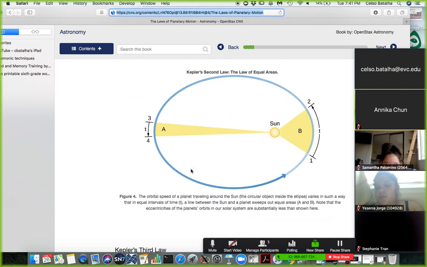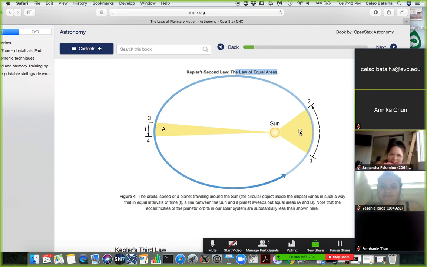So the second law of Kepler is also sometimes called the law of equal areas. If you look at A and B, and if you are able to calculate the areas, you have to go back to your high school when you studied geometry. Who studied geometry before? It was so many years ago for some of us. So, yeah, it's funny, huh?